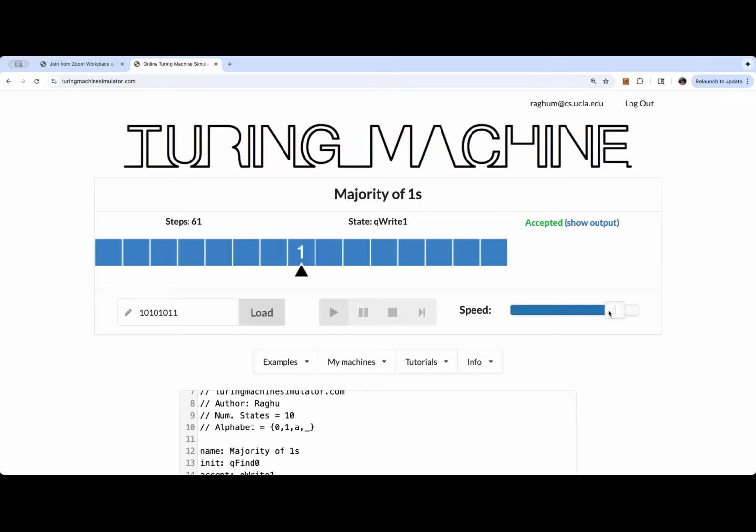So it stopped with an output of 1. Is that correct? Yes. There are more ones than zeros here. Okay, it did compute the right answer again. So what's the guess for how the Turing machine is going to work now?